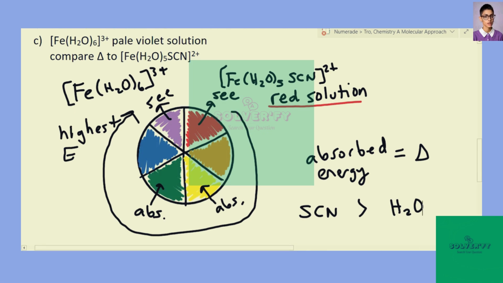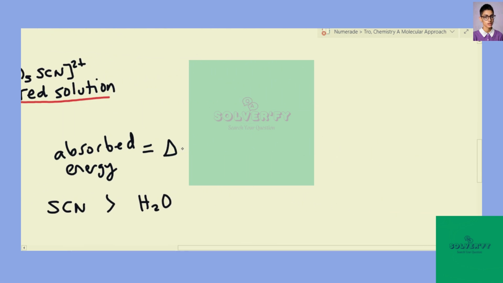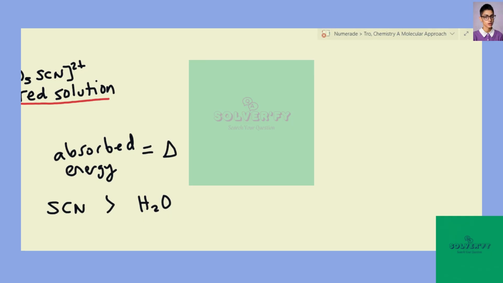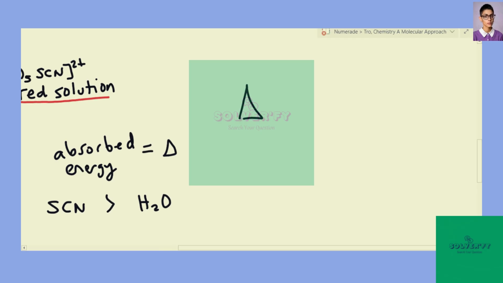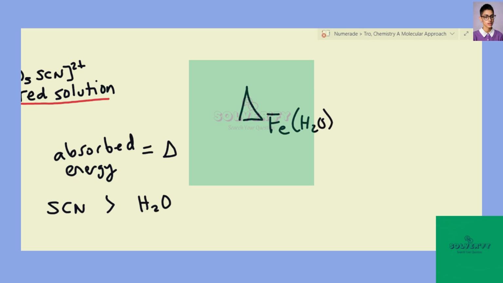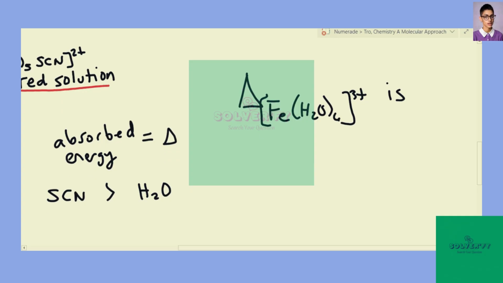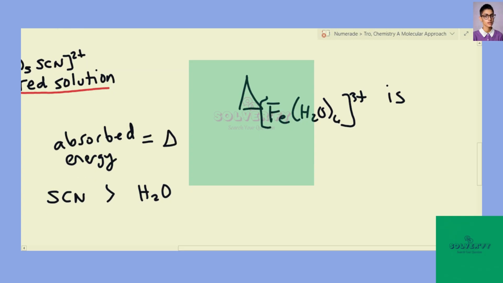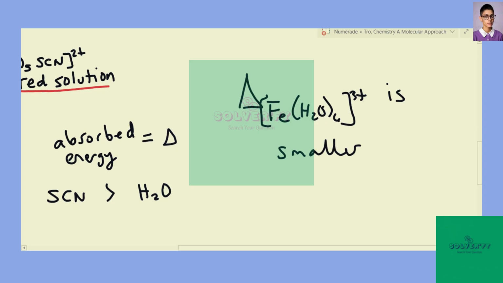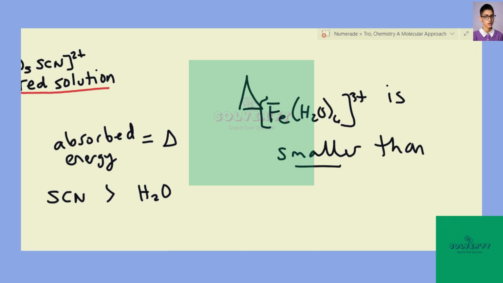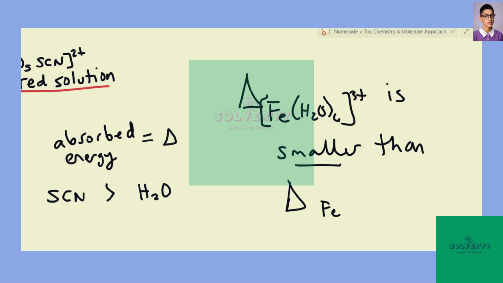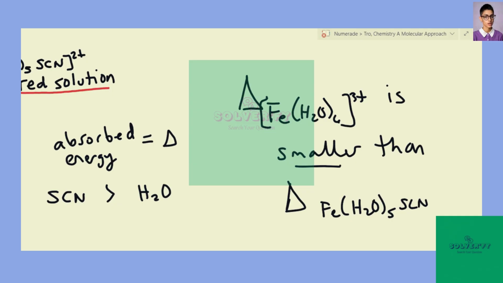So to answer the original question, the crystal field splitting energy of the hexaaqua complex is smaller than that of the pentaaqua thiocyanate complex.